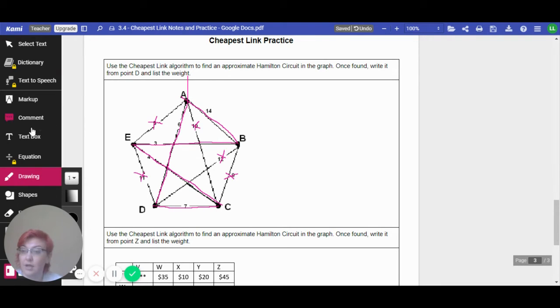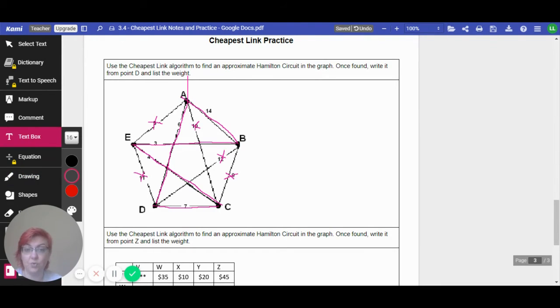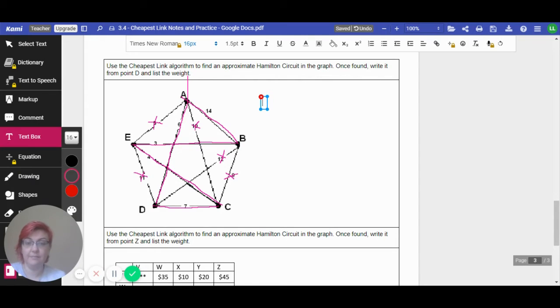So I am now going to write my circuit starting from D. From D, I could go to A or C. I'm going to go to A. And then B, E, C, D. You could have written D, C, E, B, A, D as well. That's the mirror circuit. Let's take a look.